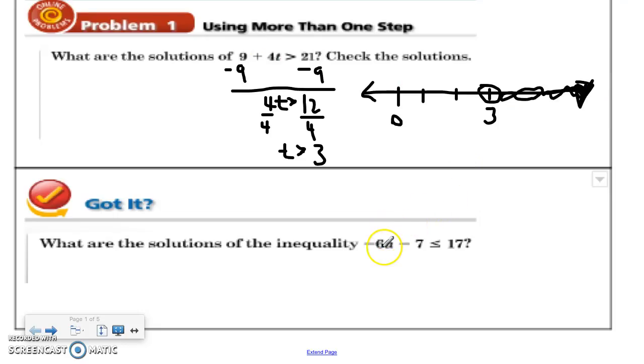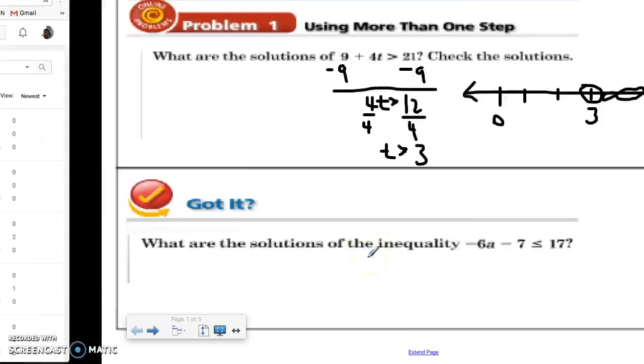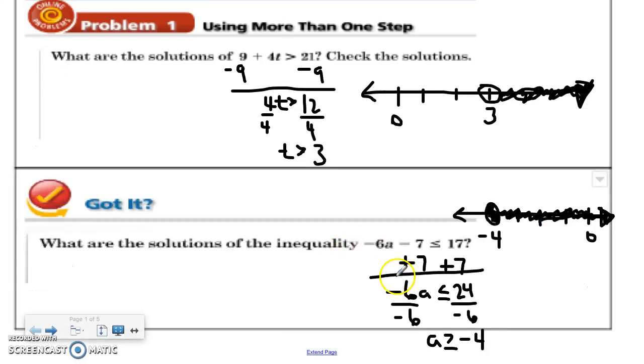You try this one on your own, and then I will come back to you with the answers. So please push the pause button, do it on your own, and then come back and check it when you're done. Alright, so what you should have done is added 7 to both sides. That will give you negative 6a is less than or equal to 24. You divide both sides by negative 6. Don't forget, when you multiply or divide by a negative, you have to switch the sign. So now it becomes a is greater than or equal to 24 divided by negative 6, which is negative 4.